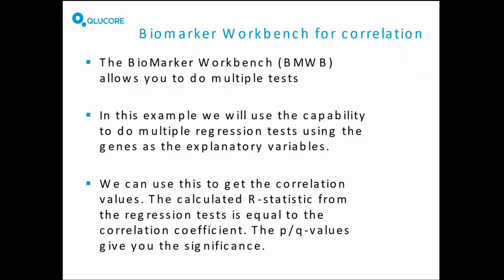The Biomarker Workbench is a tool within Qlucore Explorer that can be used for multiple tests. It's very powerful. It can be used for many different purposes. And here we are going to use it to get the correlation values for a number of proteins. As you remember, we imported several proteins. And the calculated R statistics value that we'll get here will then be for those proteins that we have correlated to the genes. And we'll also get the P and Q values for the significance of the statistical test.